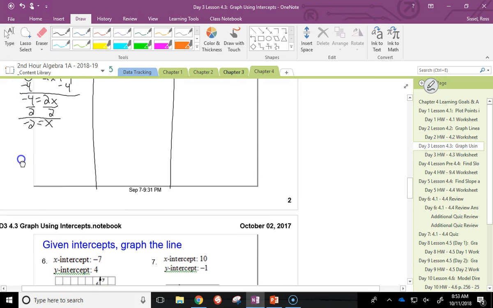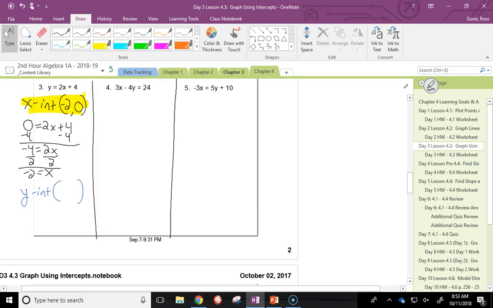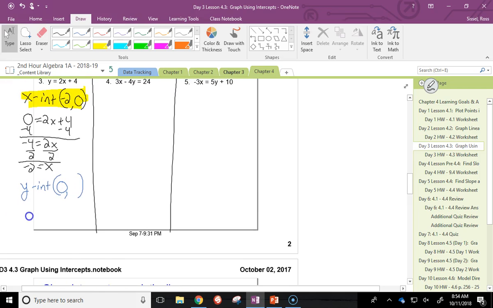I go to do my y coordinate. How am I going to find my y-intercept? Aiden? Make x 0. Okay, so I'm going to make x 0 in this case. Rewrite my equation. Y equals 2 times 0 plus 4. We get 0 plus 4. Y equals 4.